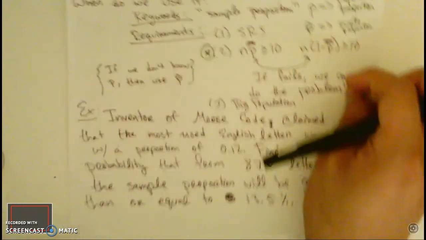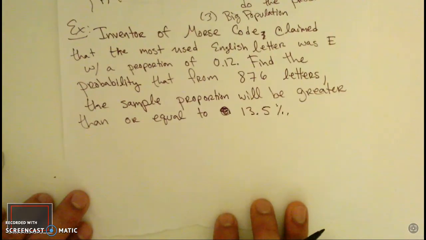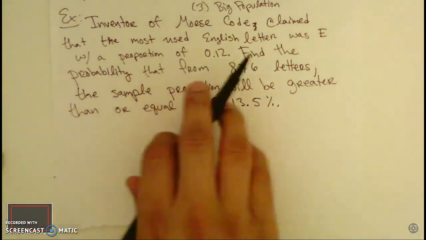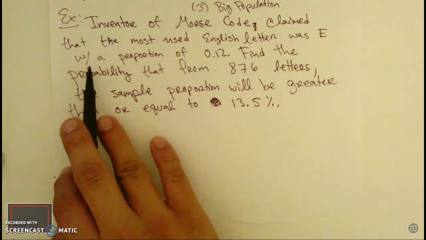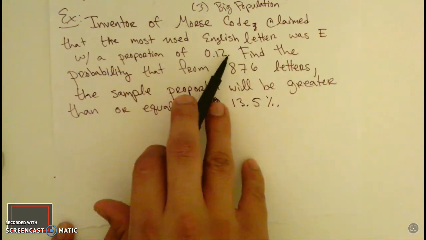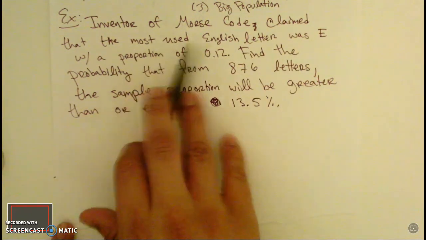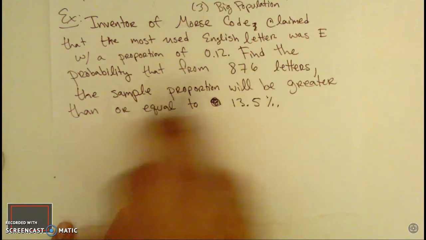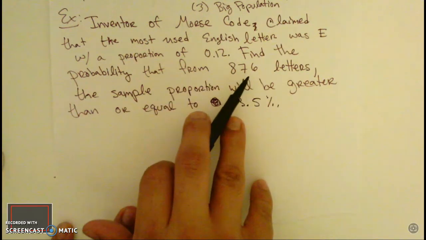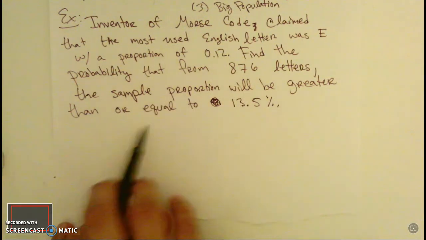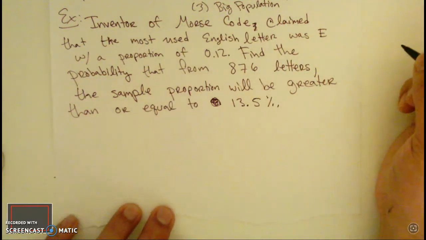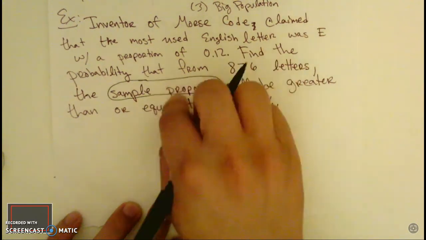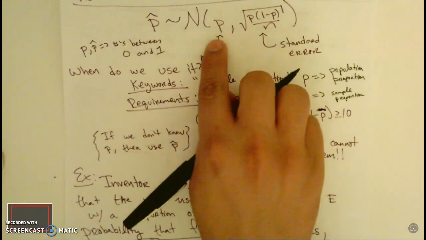All right, so let's go ahead and do a problem so that we can remind ourselves how we do this. Here's an example. The inventor of Morse code claimed that the most used English letter was E with a proportion of 0.12. So this means that the letter E appears 12% of the time. Find the probability that from 876 letters, so he gathered 876 random letters, the sample proportion will be greater than or equal to 13.5%. The keyword here is sample proportion. That's what we want to highlight. Immediately when we see this keyword, that's when we're going to use this p hat distribution.